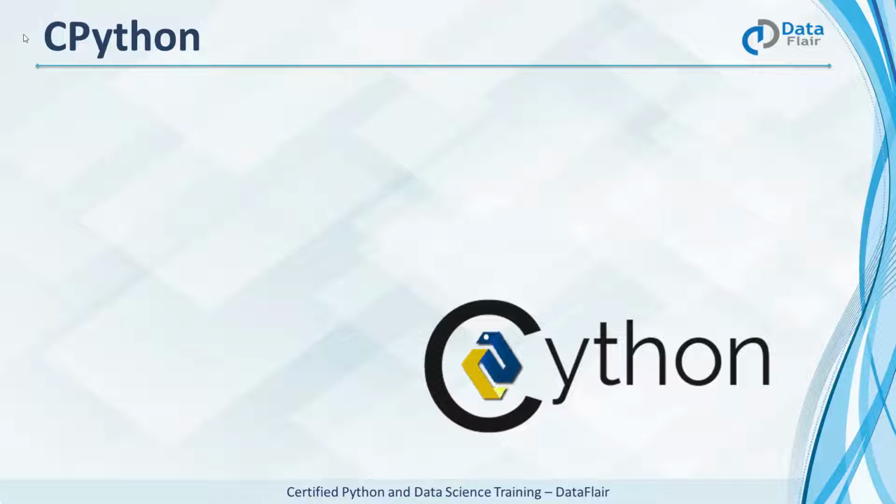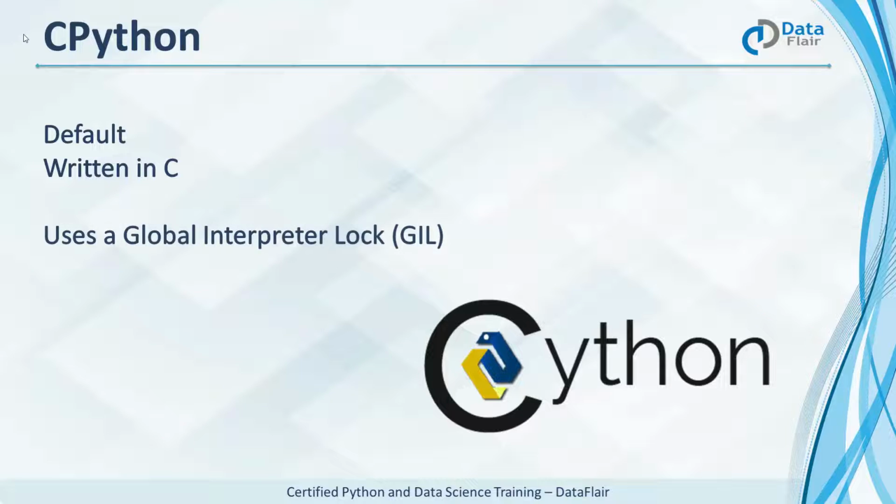Let's begin with CPython. This is the default and most widely used implementation and is what we'll be using in this course on Python. This is an interpreter and compiler written in C. It was developed by the Python core developers and the Python community. It was first released on 16th October 2000. CPython uses a global interpreter lock on each process, so only one thread can process bytecode within a single process.